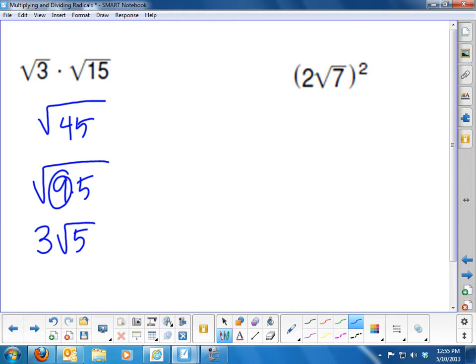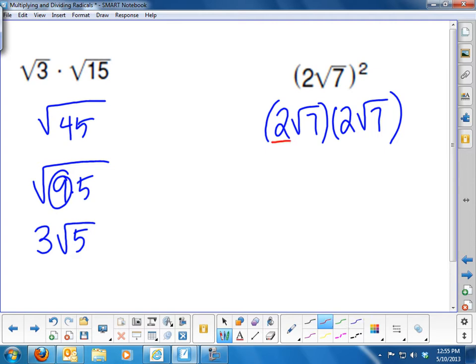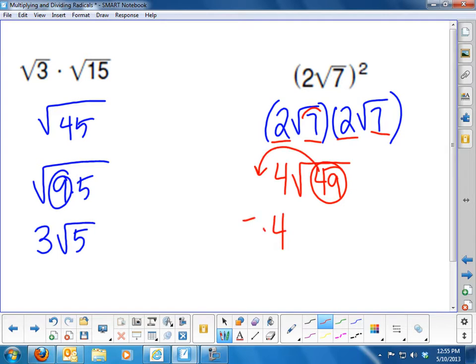Let's look at the next one. 2 square roots of 7 squared. That means 2 square roots of 7 times 2 square roots of 7. You multiply what's outside the square roots together, and you multiply what's inside the square roots together. So 2 times 2 gives me 4. When I multiply the insides, 7 times 7 gives me 49. Now I simplify. 49 is a perfect square. What's the square root of 49? That's 7. So I'm going to bring a 7 out front. But I already have a 4 out there. So now I have 7 times 4, which is 28.